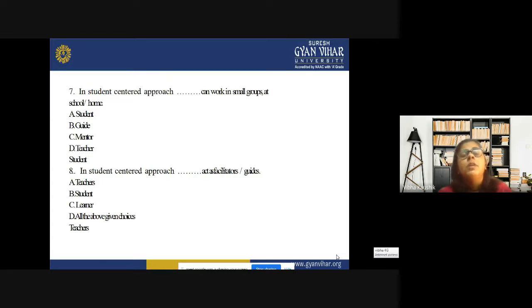So in student-centered approach, the teacher's responsibility is not only to impart the knowledge. The role of the teacher will be to work as a facilitator and a guide.